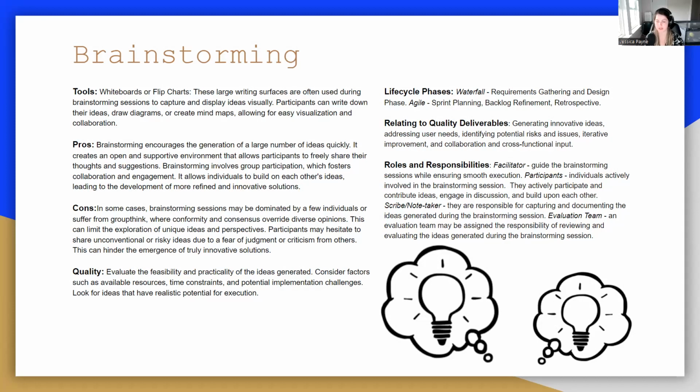And then there's a few roles and responsibilities. So the facilitator, participants, scribe or note taker, and then the evaluation team. So the facilitator is kind of self-explanatory. They run the meeting. The participants are basically the shark tank, the bunch of people in there that are coming up with the ideas. The scribe or note taker, pretty self-explanatory too, just takes down the notes of what's being said. And the evaluation team is in charge of reviewing and evaluating the ideas during the brainstorming session. But that role is kind of optional, but it's a good one to have. But that is brainstorming.